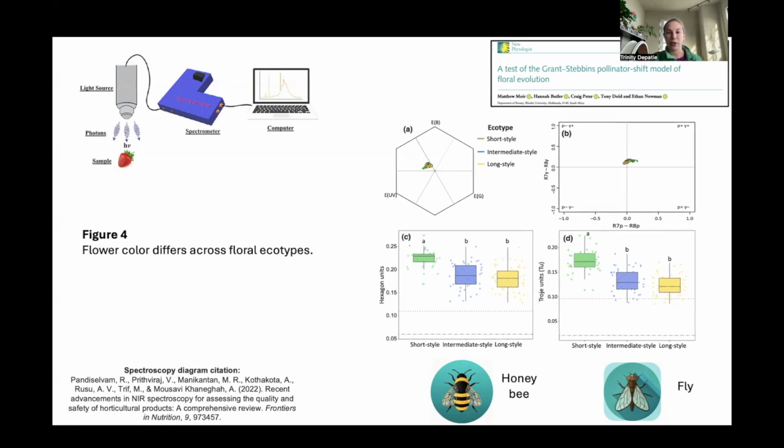And so they have these colored by ecotype, and you can see that there's a little bit of variation between the ecotypes. And here for B, this is the fly vision. The same is also true. Then they look to see which of the flower colors is visible to bees. And in panel C, anything that is over the dotted line is visible or detectable to the honeybees. And in D, any points that are over the dotted line are detectable to the fly. So we can see that color is slightly different across the floral ecotypes.